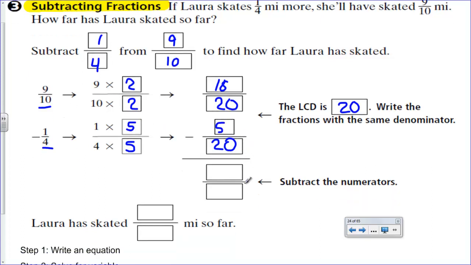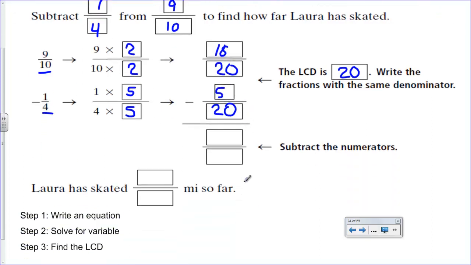Now I am subtracting my numerators. So 18 minus 5 is 13. The denominator stays the same. So she has skated 13/20 of a mile.